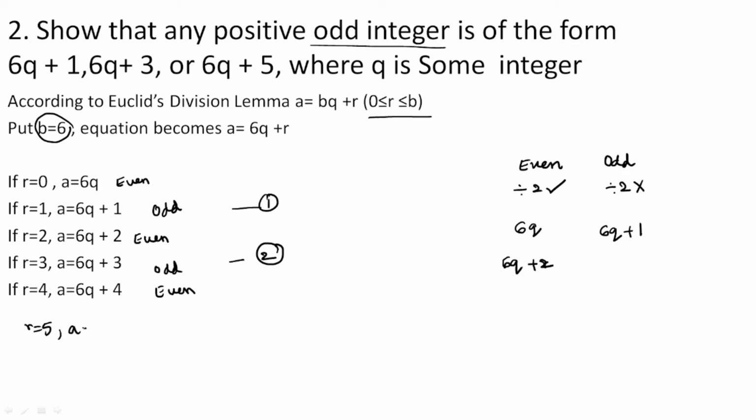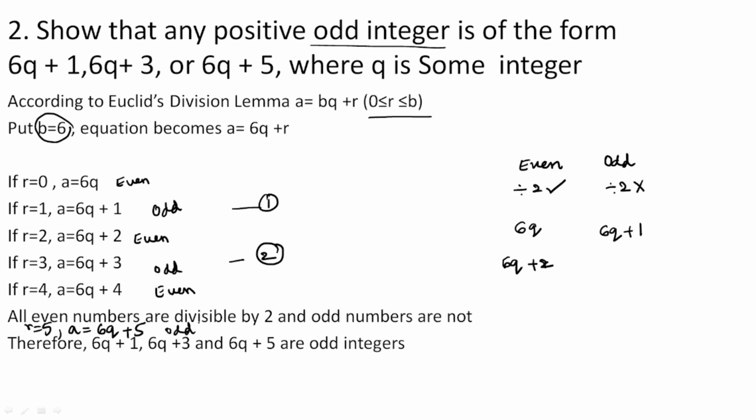Then continue: a equals 6q plus 5 when r equals 5. Because 6 is divisible by 2 and 5 is not divisible by 2, this is an odd number. So all the odd numbers are in the form of 6q plus 1, 6q plus 3 and 6q plus 5.